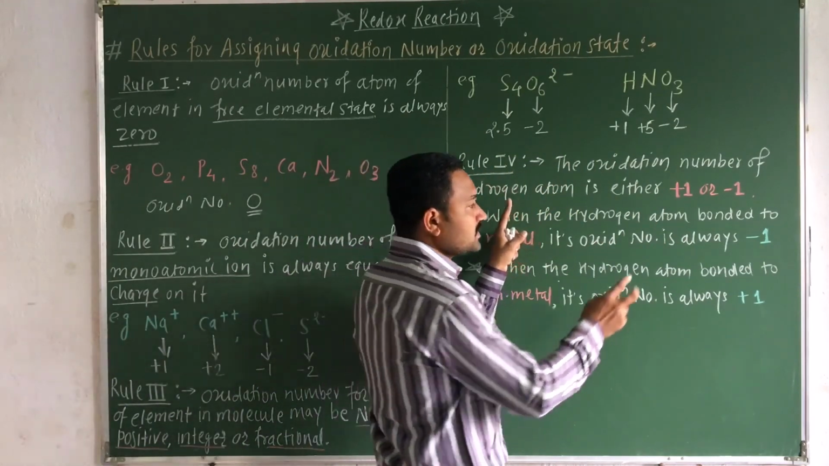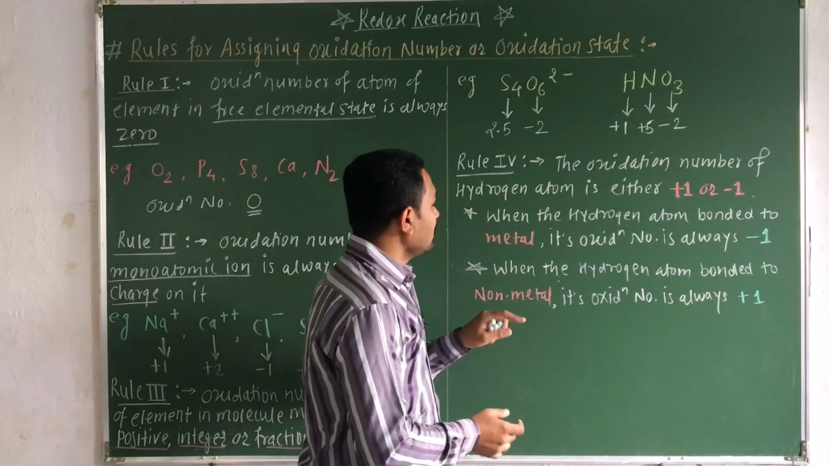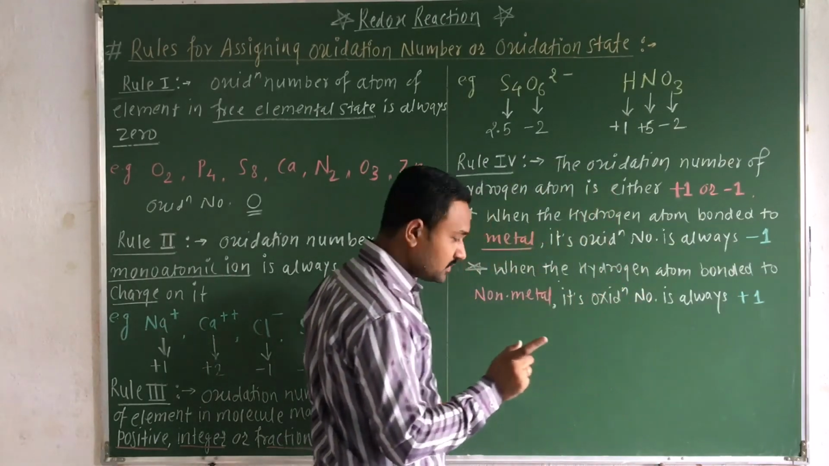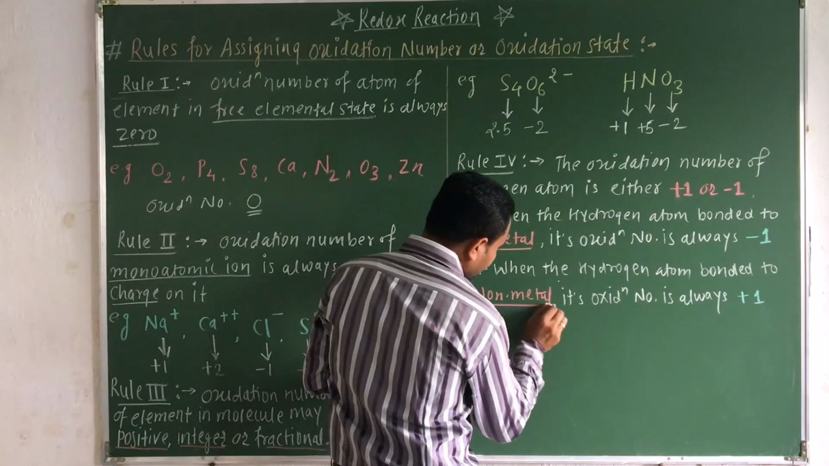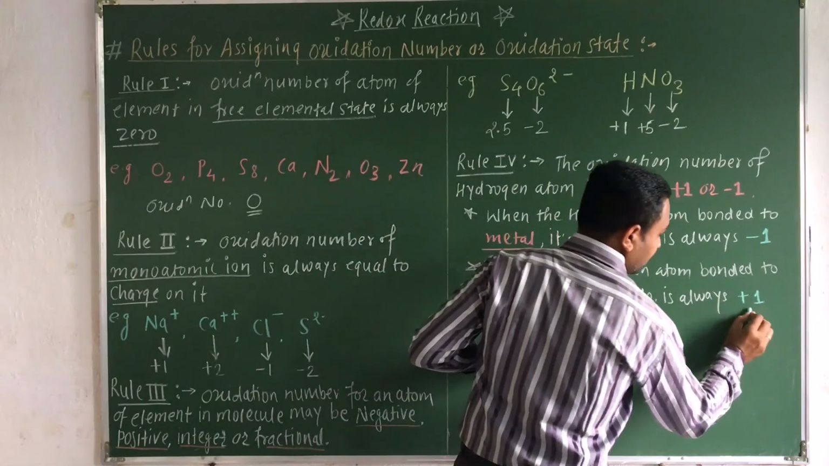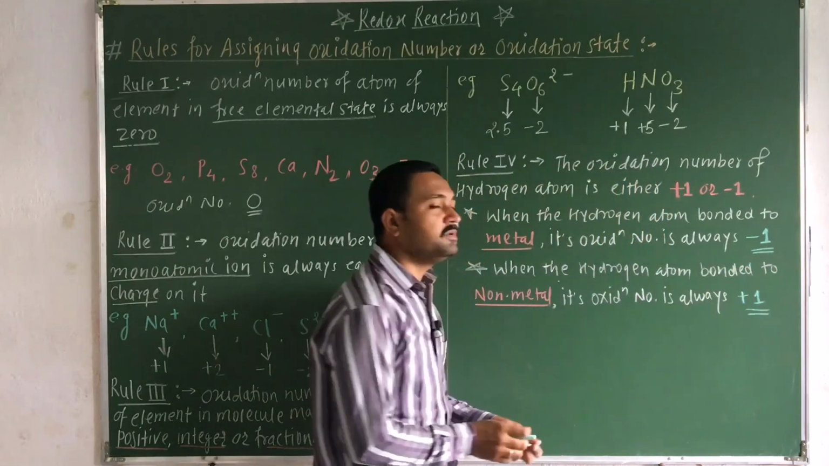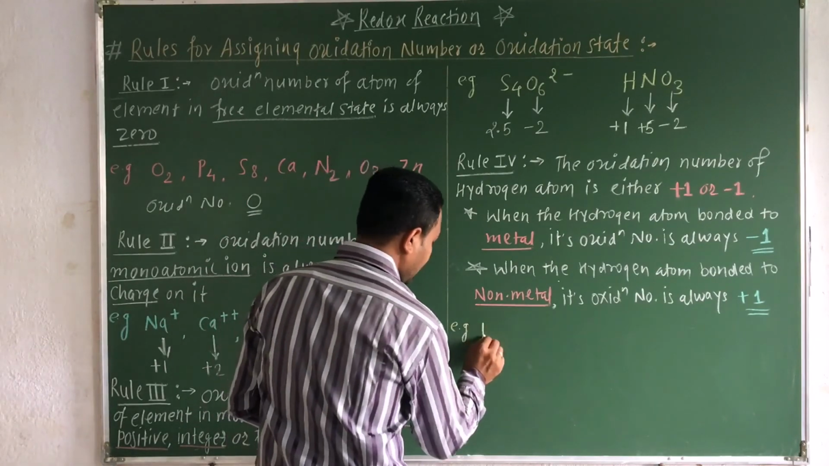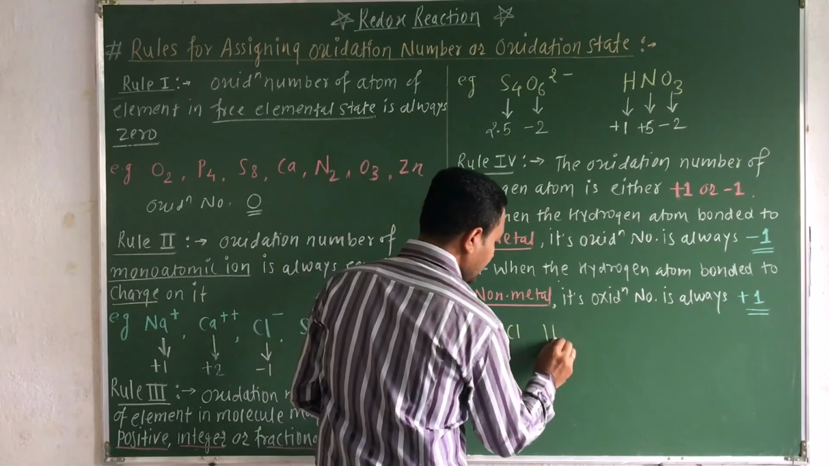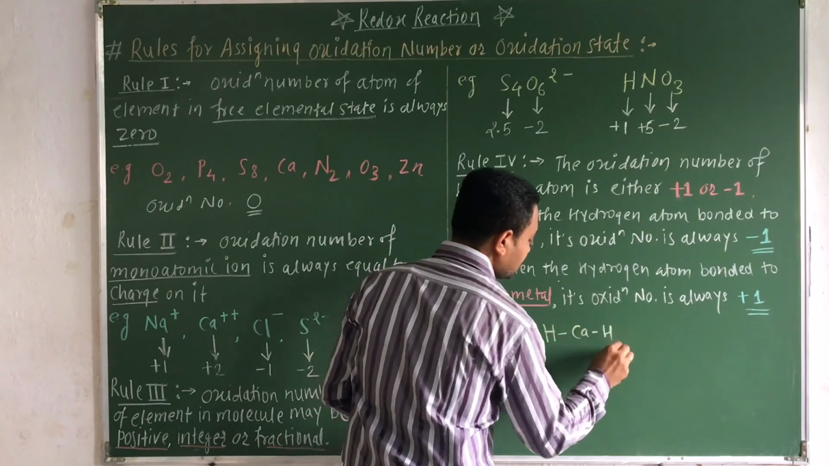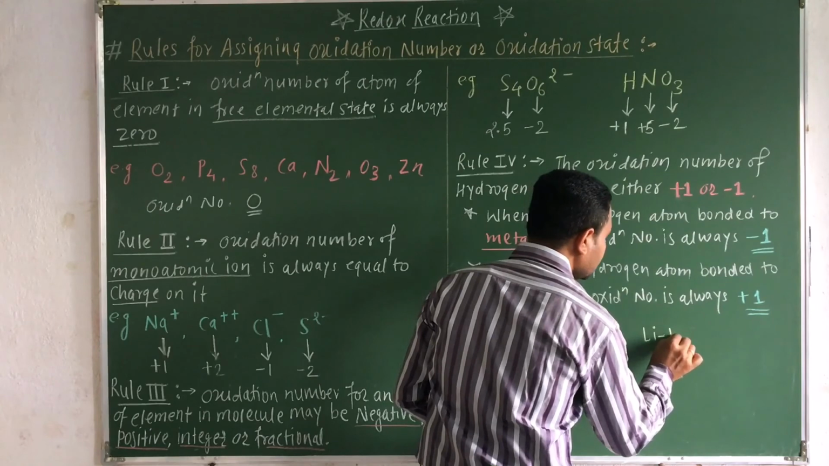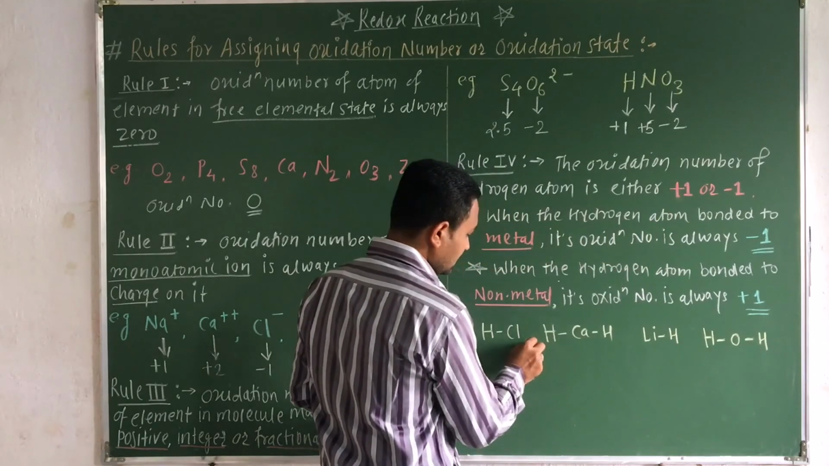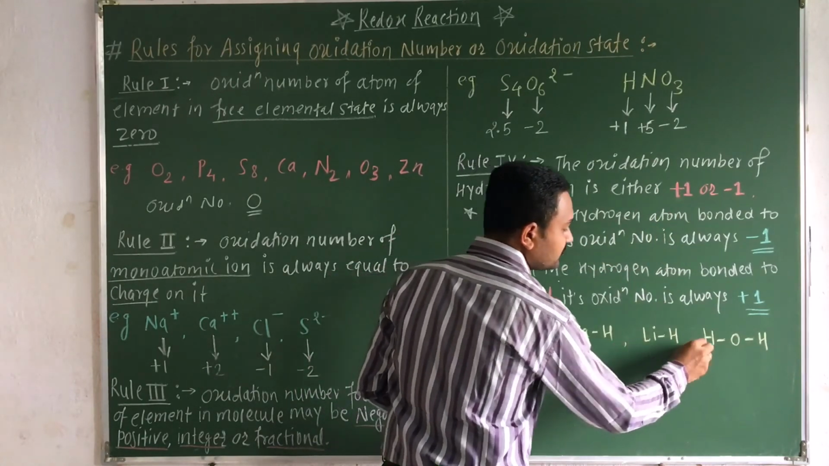Hydrogen has oxidation number either +1 or -1. Now when hydrogen is attached to the metal, its oxidation number is -1, and when it is attached to the non-metal, its oxidation number is +1. Okay, so you have to remember, let's consider the simple examples regarding this one. Okay, for example, HCl, CaH2, LiH and HOH. So these are the few examples that we are going to consider here.